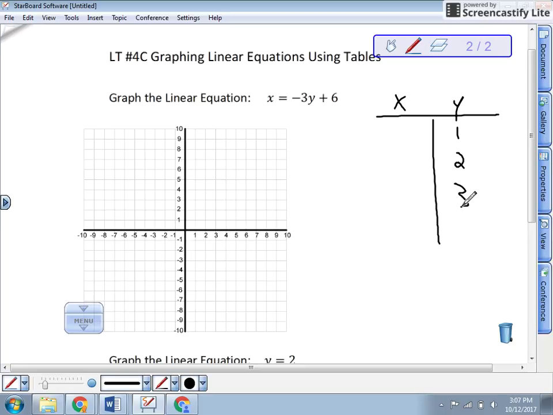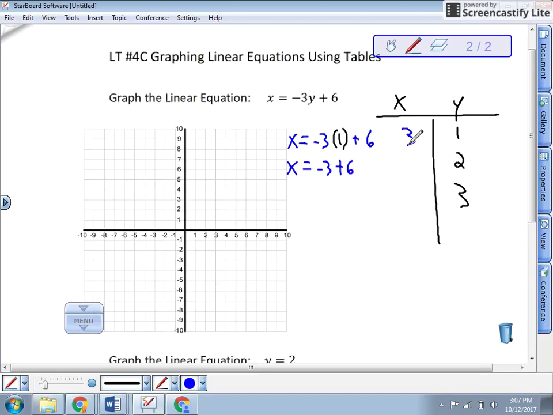So to find x, we'll plug in 1. So x equals negative 3 times 1. We said y is going to be 1, plus 6. So x equals negative 3 times 1 is negative 3, plus 6. So that answer is going to be positive 3. So 3, 1 is one point.